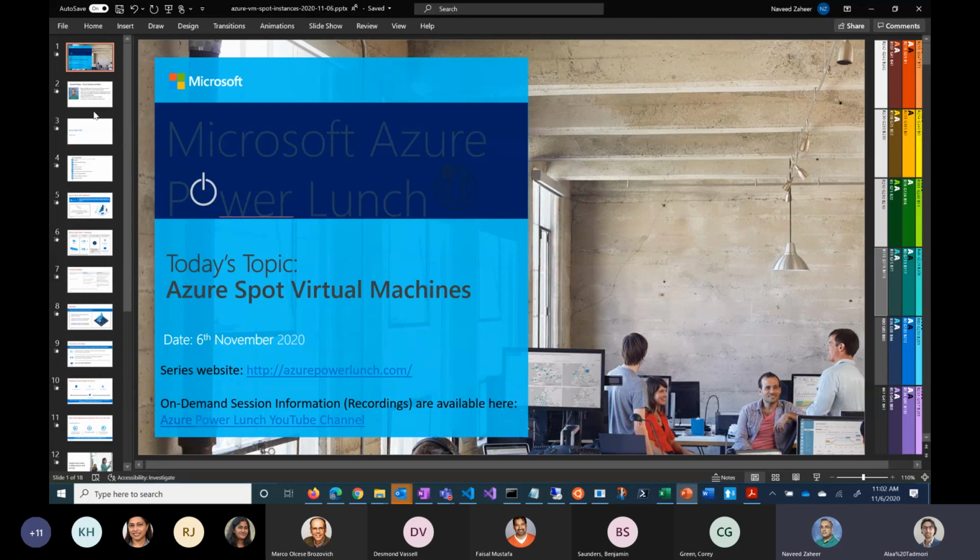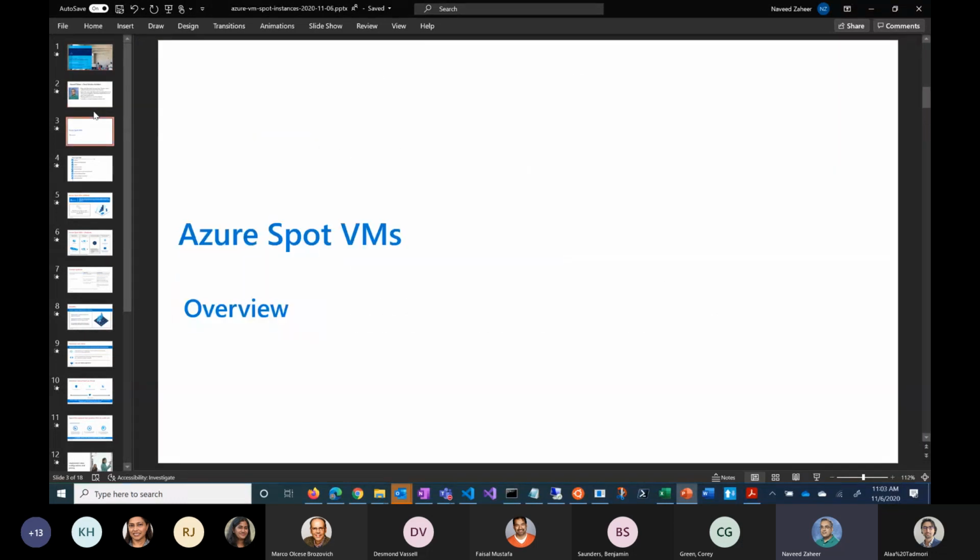Good. Okay, so we're going to talk about Azure Spot virtual machines. This feature has been there for some time, and there are some enhancements, some things that are new or updated. So I think it's definitely worth talking about, especially since cloud is all about using resources efficiently, and this comes right there.